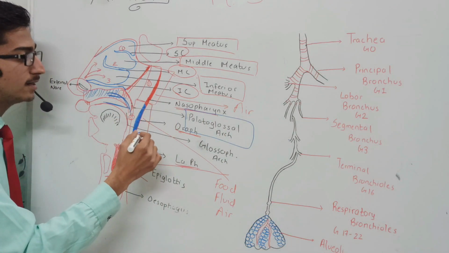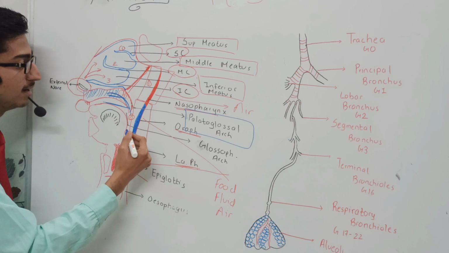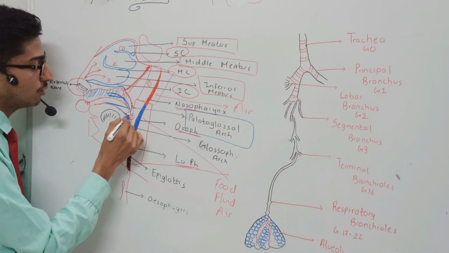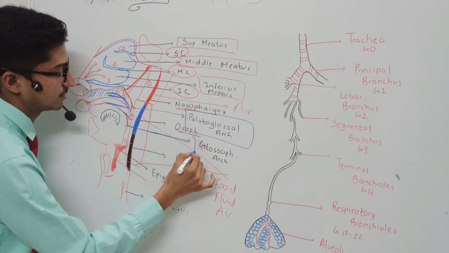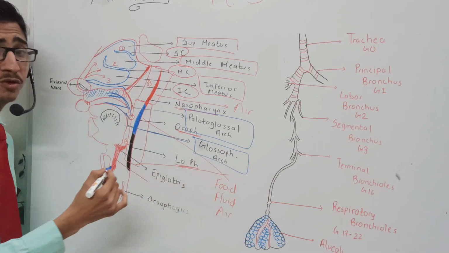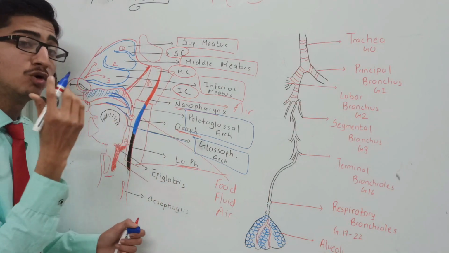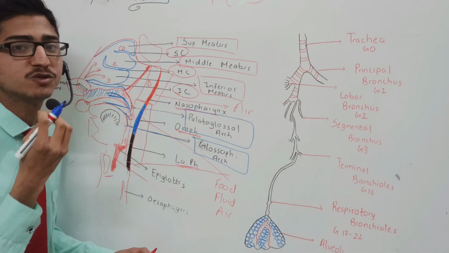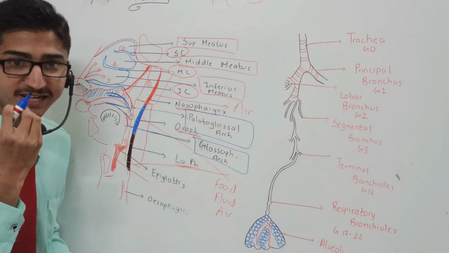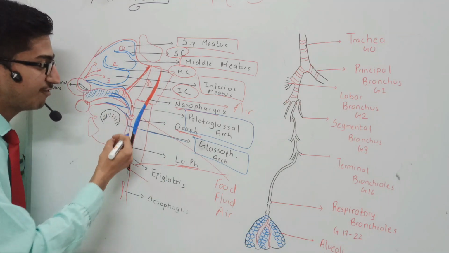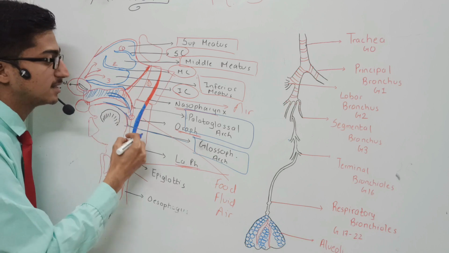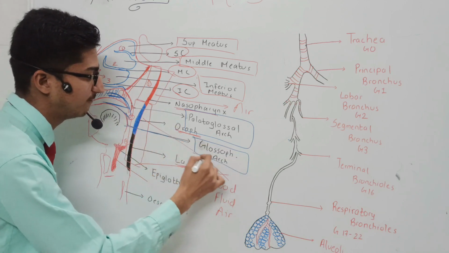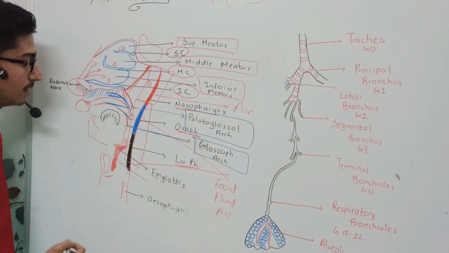One more important arch is formed downward, that is the glossopharyngeal arch. Now why is it known as glossopharyngeal? Glossa means tongue, through which we speak, through which we taste, and the pharynx. So this forms the next arch, that is the glossopharyngeal arch.